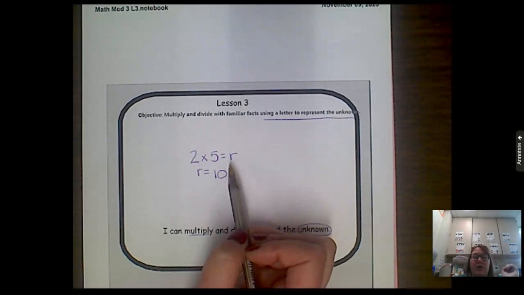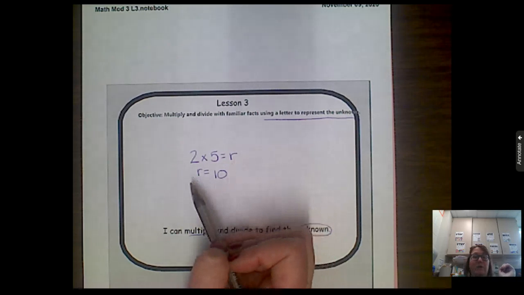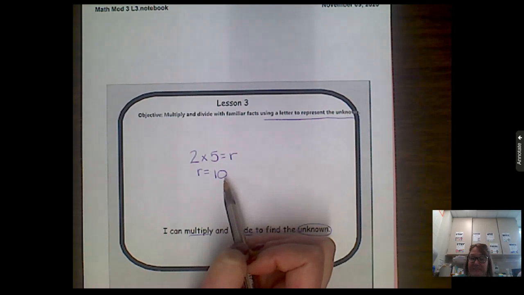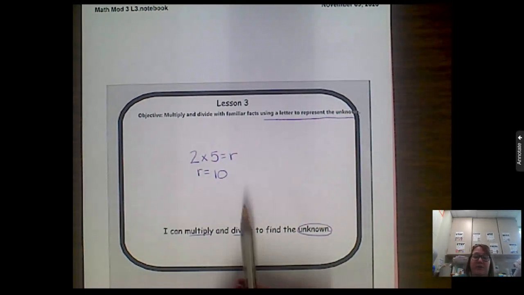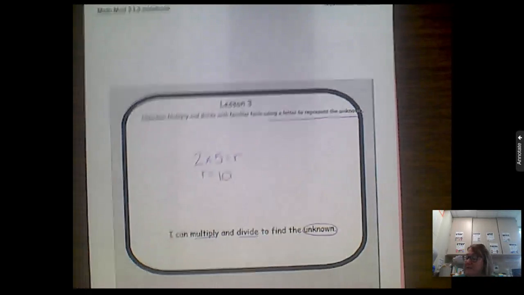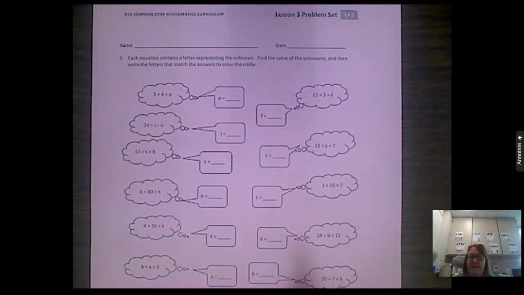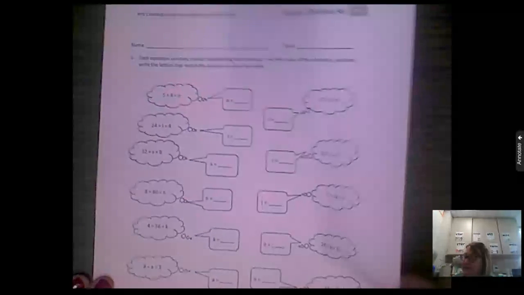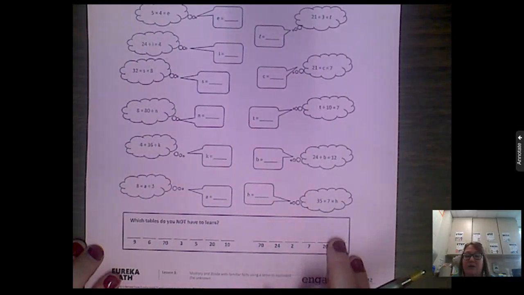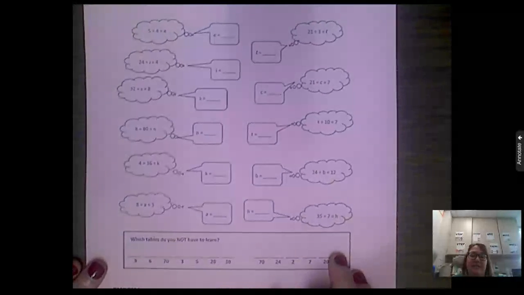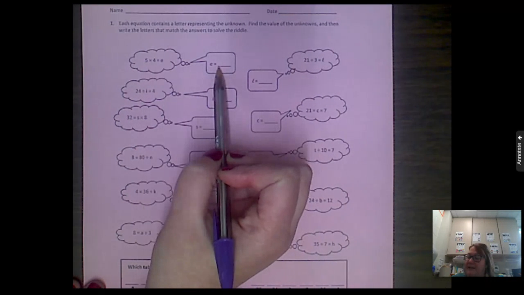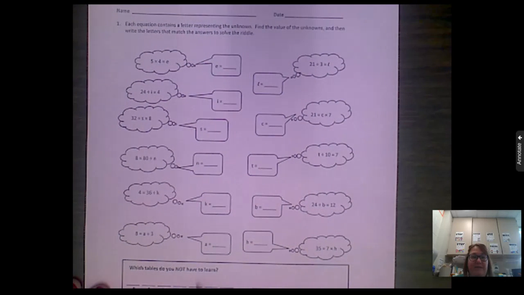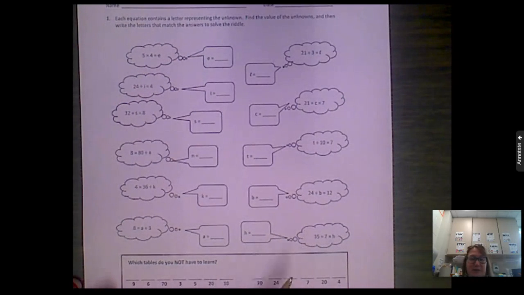Since we're solving for the letter R to represent the unknown, and we just figured out that our answer is 10, we will write R equals 10. Easy peasy, right? We're really just solving multiplication and division problems, and we're solving for a letter. The fun thing about our lesson today is, one, it looks cool, but two, we are solving a riddle at the bottom. We're solving all of these multiplication and division problems, and once we get our answer, we're going to find that answer down here and give it a letter so we can solve the riddle.